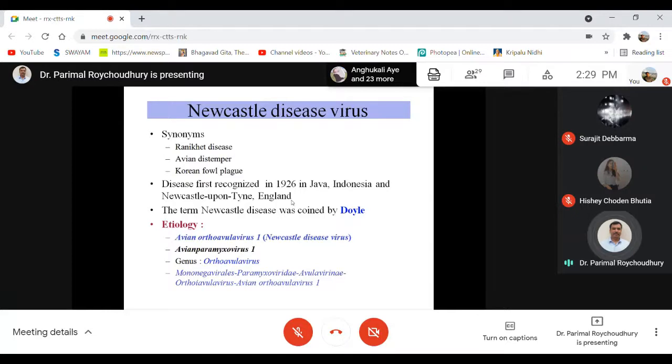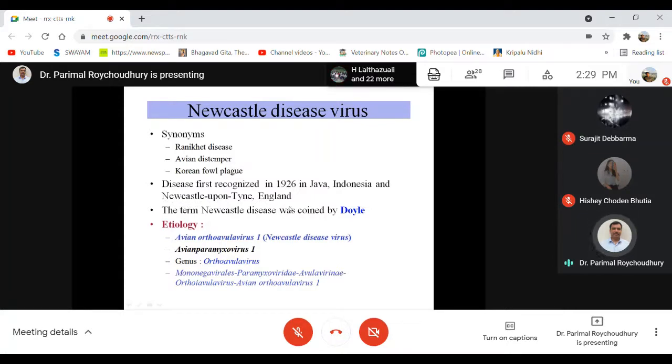So in India, we call it Ranikhet disease. In 1926, for the first time in the island of Java, Indonesia, the scientist Doyle first identified the disease but could not establish the causative organism. Then in the next year, 1927, severe outbreaks were recorded on a small island in England.